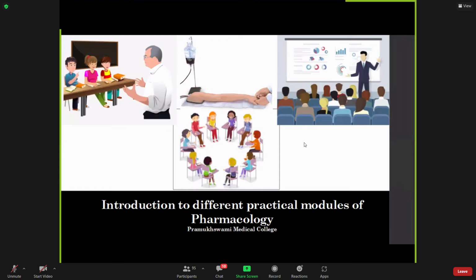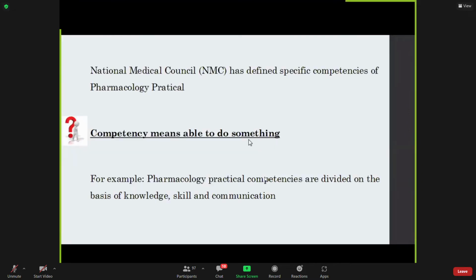Of pharmacology, as to what all aspects you would be covering throughout your entire year. So from MCI it has now become NMC, National Medical Council. This central body has defined specific competencies in pharmacology practical. Competency, in simpler terms, means being able to do something.